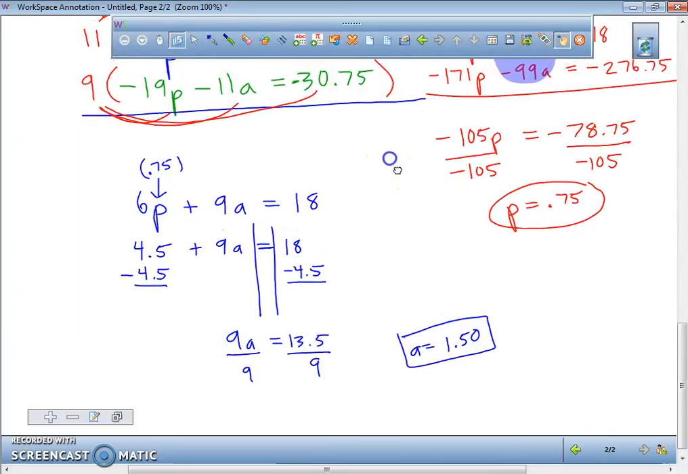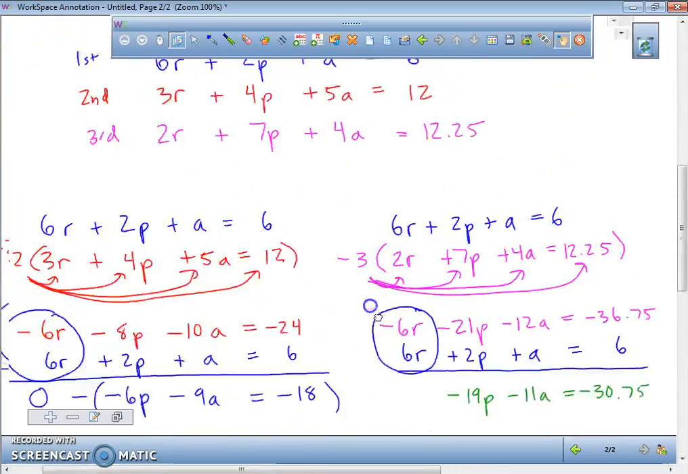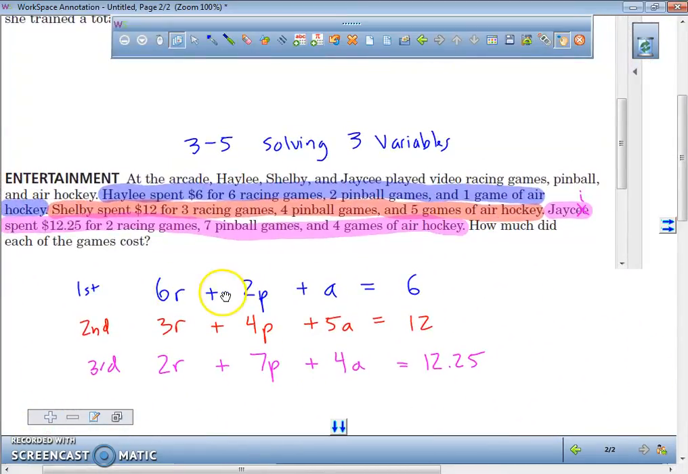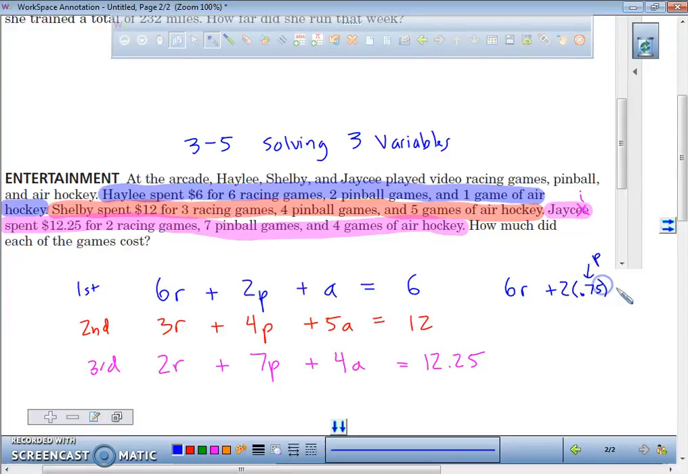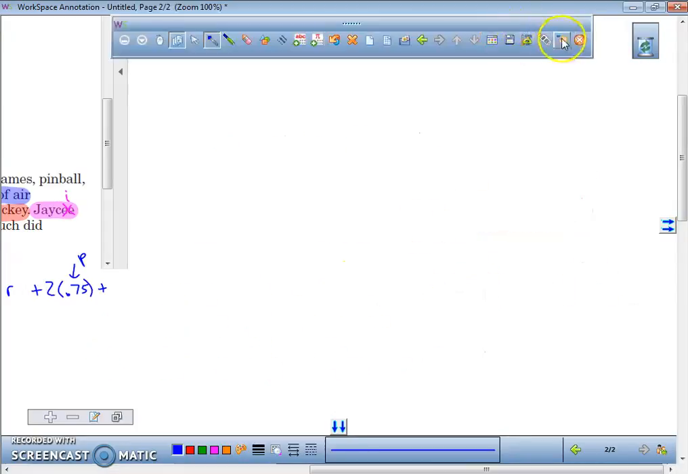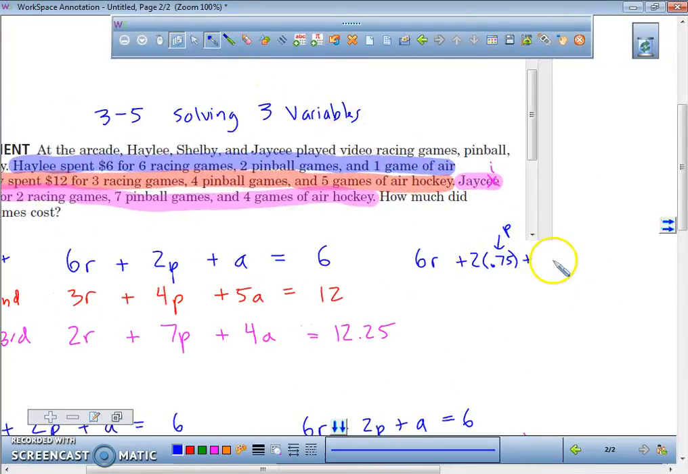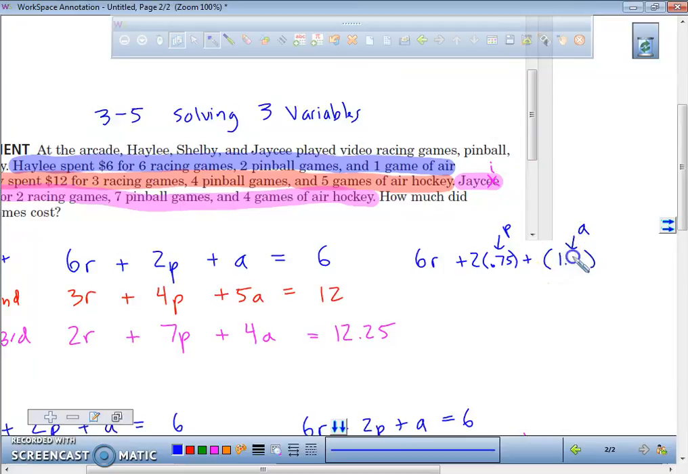So now, once you have these two, what you have to do is you need to go up to the top and take a look at one of our original equations. You guys see this one right here, the very first one? Here we go. 6r plus 2 times p. Now what number am I going to plug in for p? What do we find for the pinball? 0.75 plus our a value. And what was the price of air hockey? 1.50. All right, so put 1.5, and that equals a total of $6.